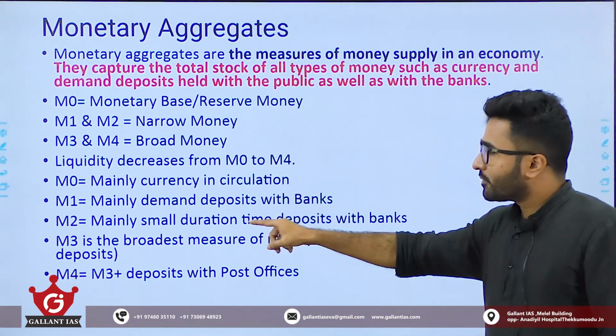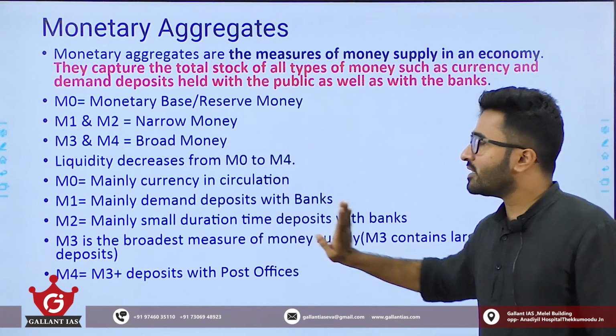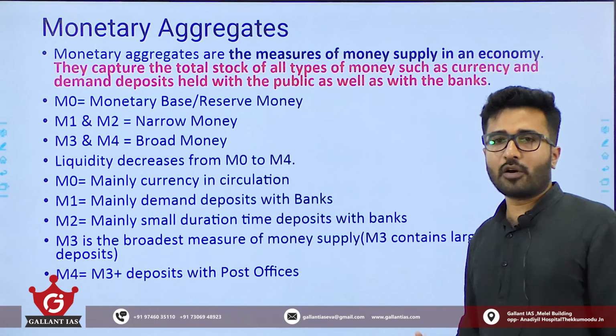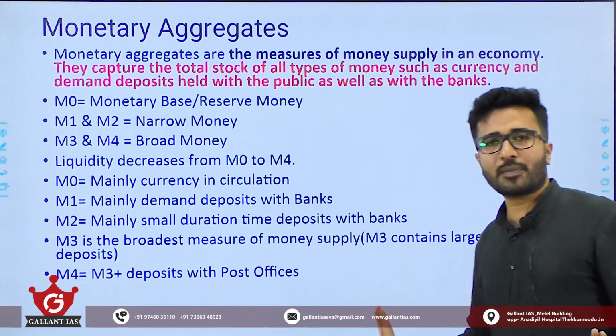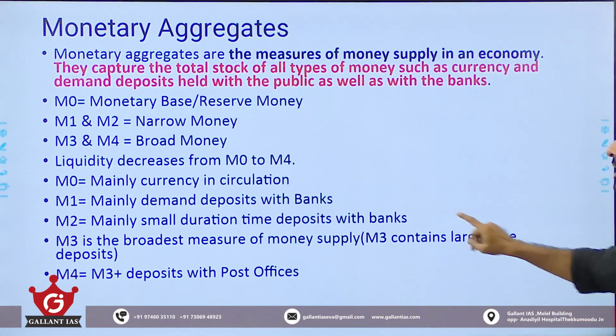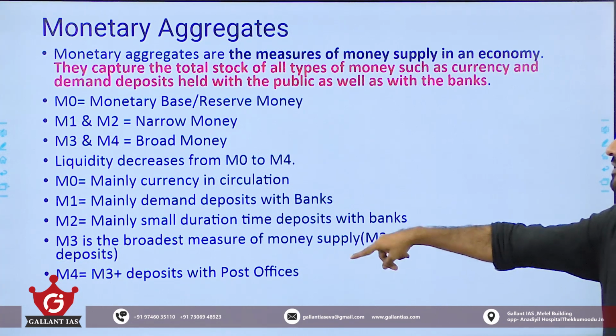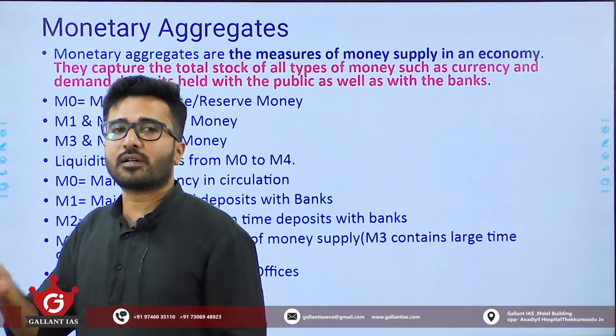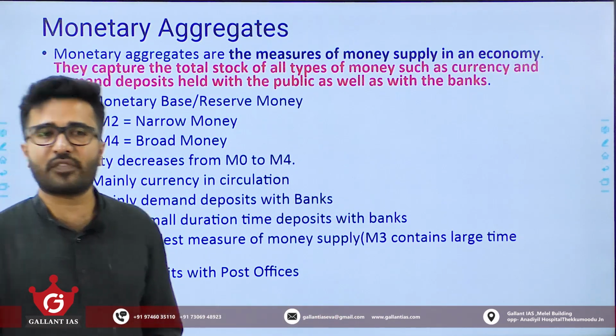Now M4 means everything included in M3 plus deposits with the post offices. Now it became simple, right? This is all you need to know about the monetary aggregates. So post office deposits come under M4. Now there is one qualifier: whether these post office deposits include National Savings Certificates.